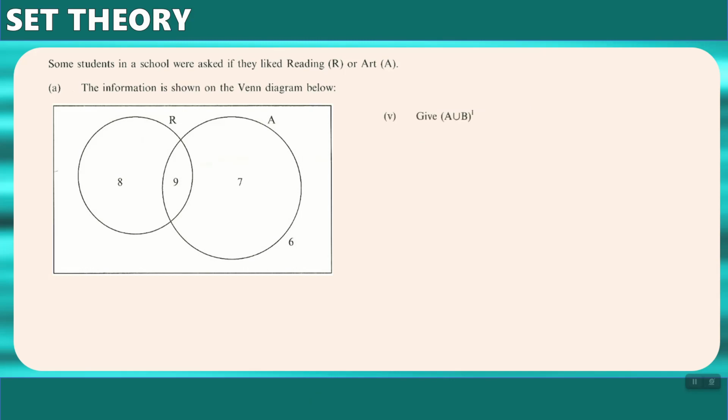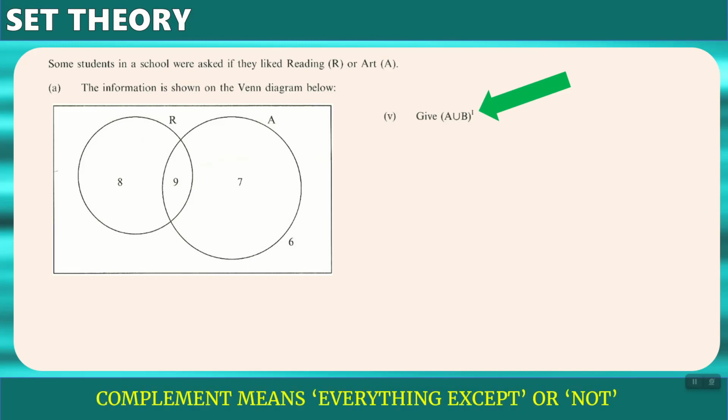Part 5 says give A union B complement. Now I think this is an error because we only have R and A. This should have probably said A union R or R union A. Nonetheless, we'll pretend it says A union R complement. This little symbol means complement. And what does complement mean? It means everything except. And sometimes we say not. So it means everything except A union B or not A union B.